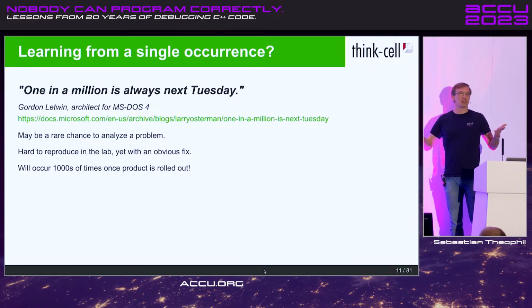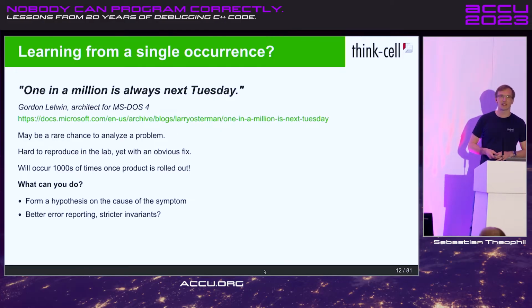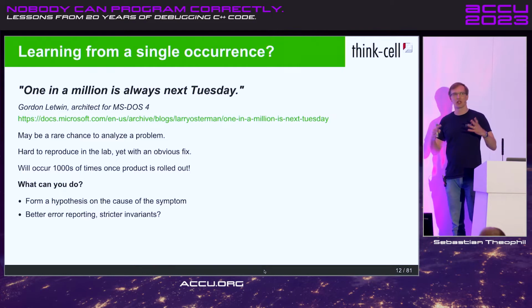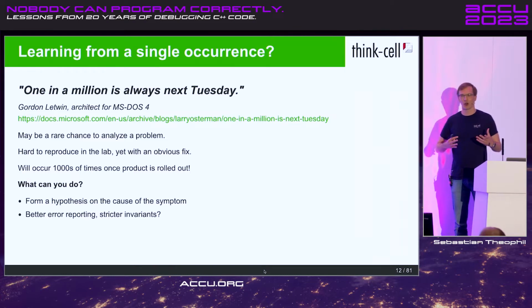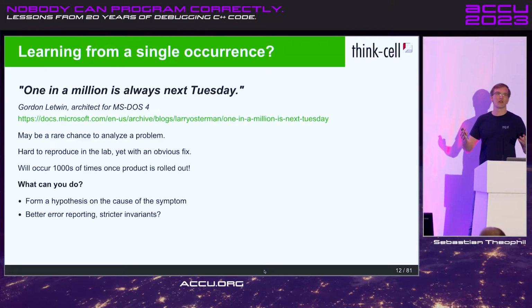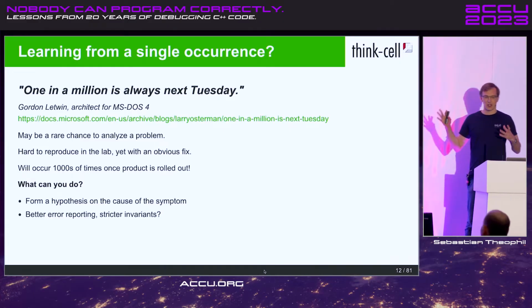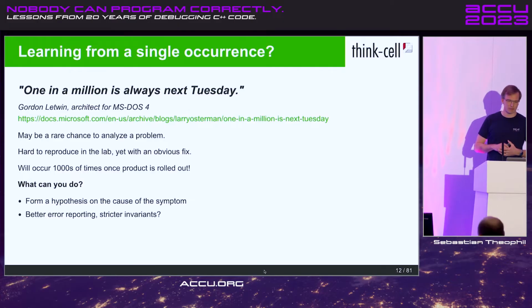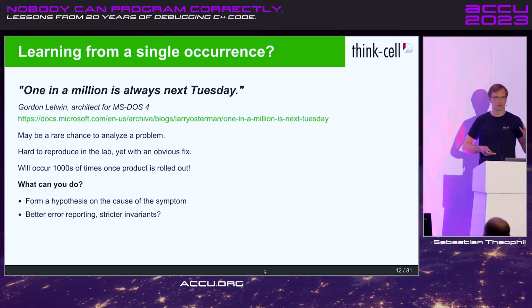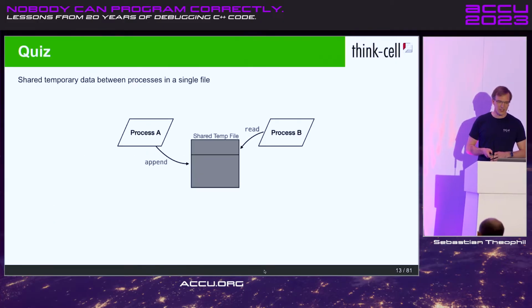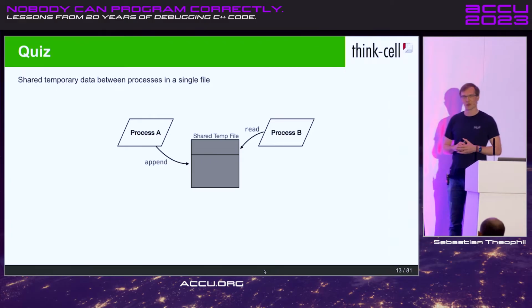But what can you do in such a situation? You don't know anything else. And at the very least, you can look at it, and maybe you can form some hypothesis on what went wrong, what the cause of the symptom is, what the assert was you didn't write that would have caught this problem earlier and that might have been more helpful. So that's the least you can probably do. But in some cases, you can actually fix the problem by looking at it. So that's the first little quiz we have.